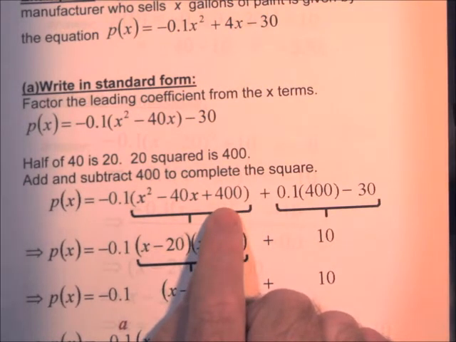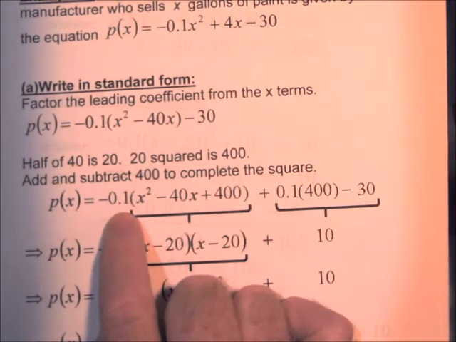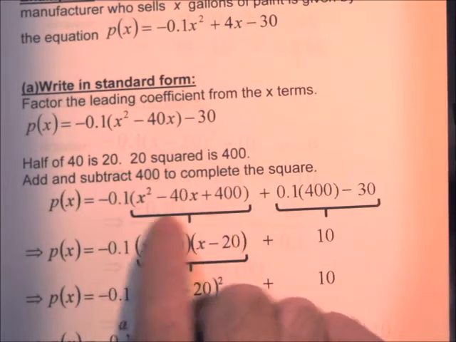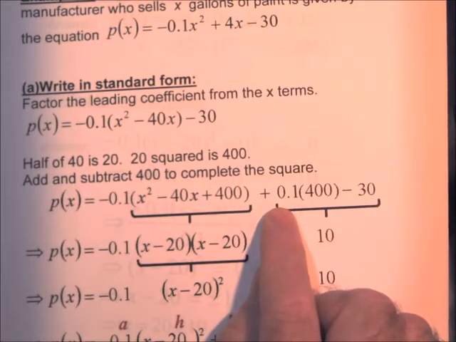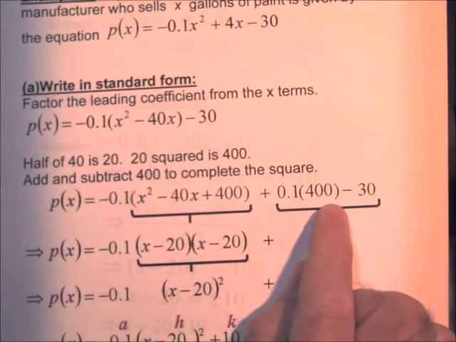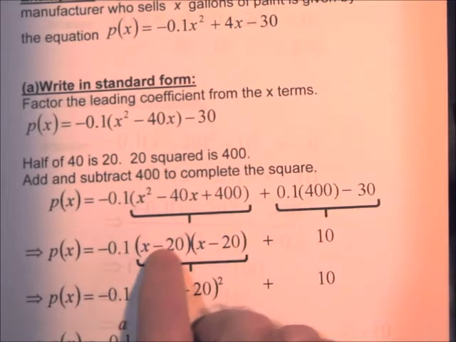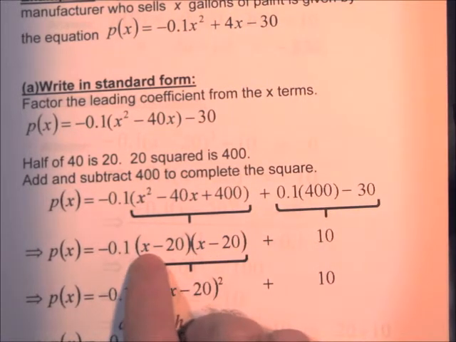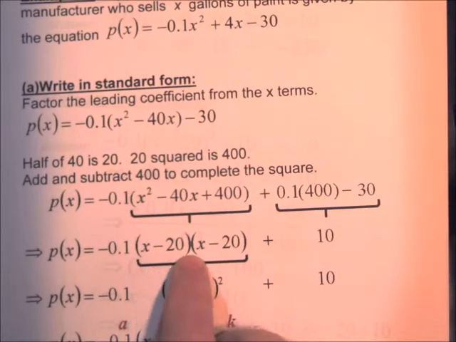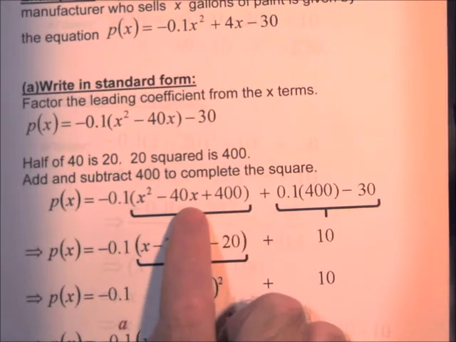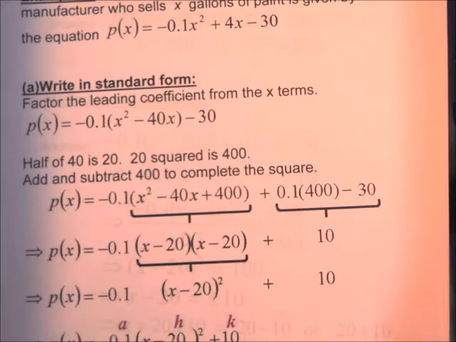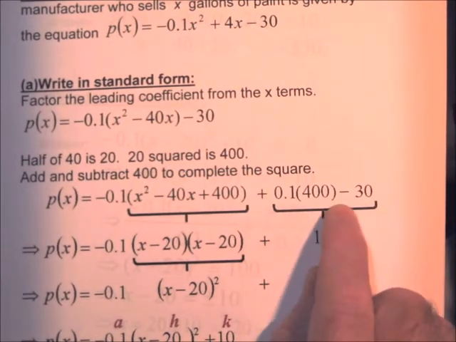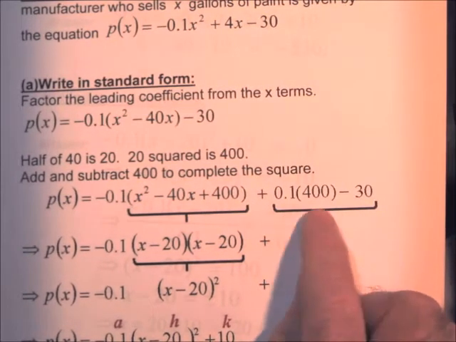The 400 that I'm adding is inside parentheses with a negative 0.1 on the outside. So really I'm adding negative 0.1 times 400. In order to make the equation equivalent, I have to add positive 0.1 times 400. And then we can factor this using trial and error. x times x is x². And then we need two numbers that multiply to positive 400 and add up to negative 40. The numbers that work are negative 20 and negative 20. If we do this computation here, 0.1 times 400 is 40, 40 minus 30 is 10.